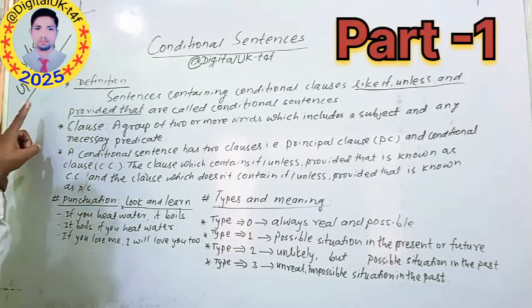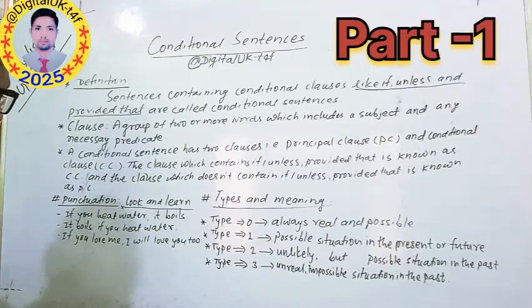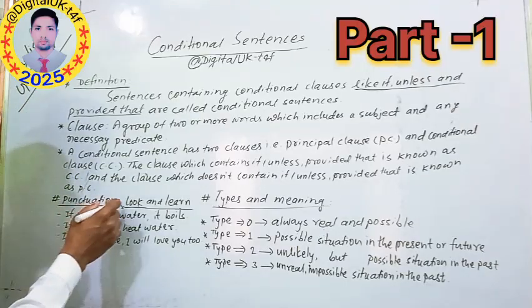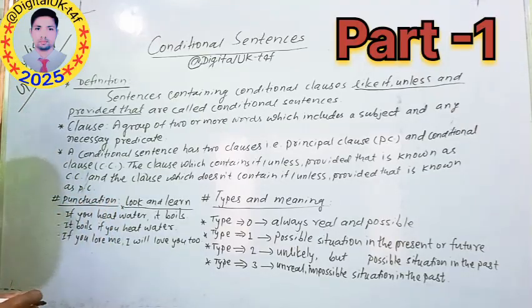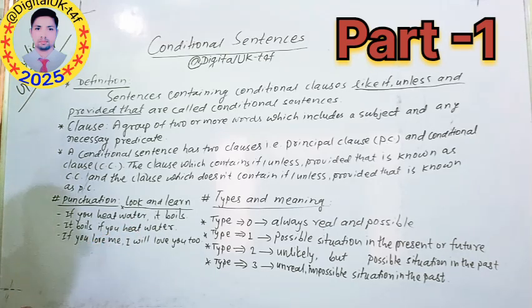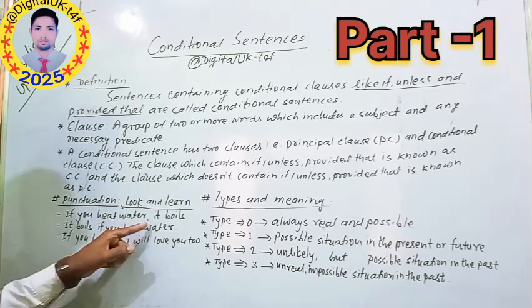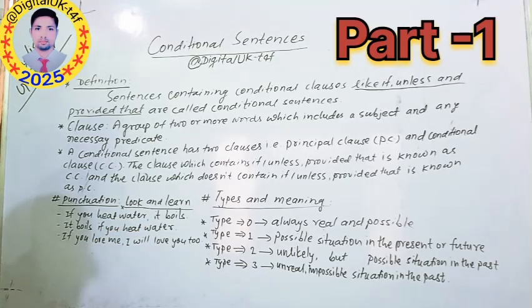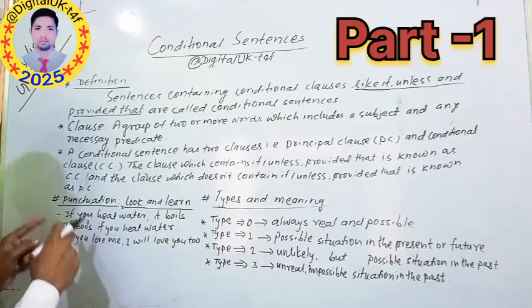I hope whatever we discussed up to now you understood. After that comes punctuation. It is also necessary to keep this in our mind. Generally we make a mistake whenever we use these two clauses, the principal clause and the conditional clause: we forget to give the punctuation mark, that is, the comma. So it is also necessary. Just look and learn from these sentences.